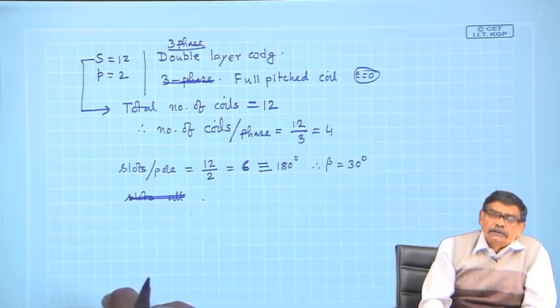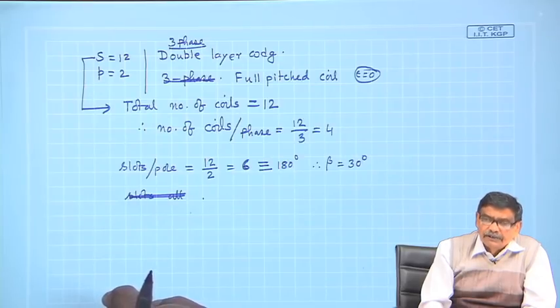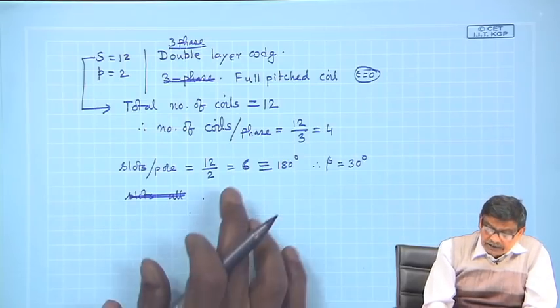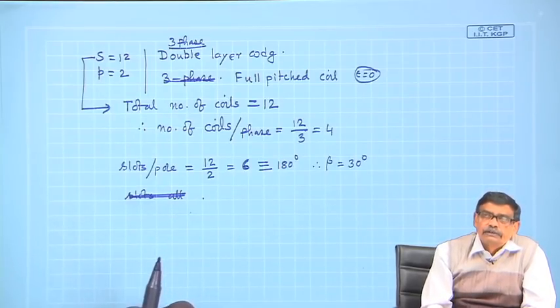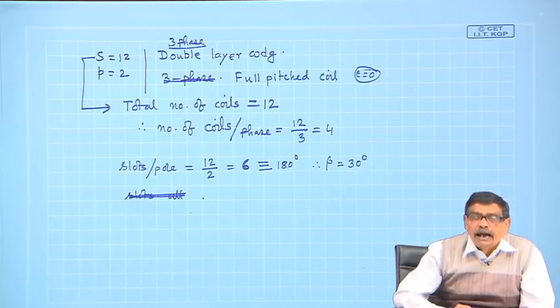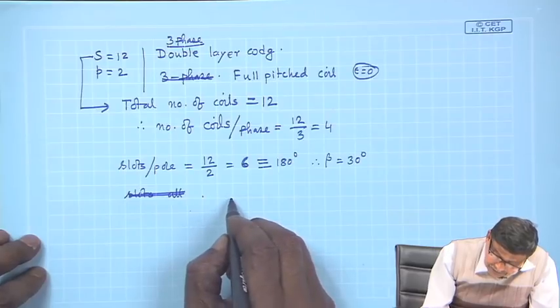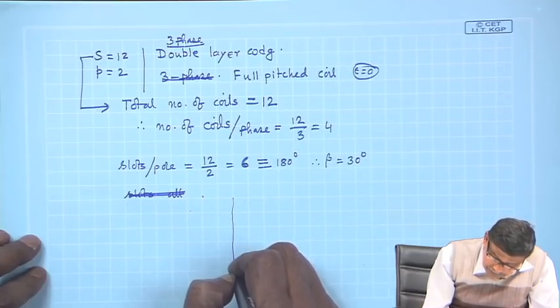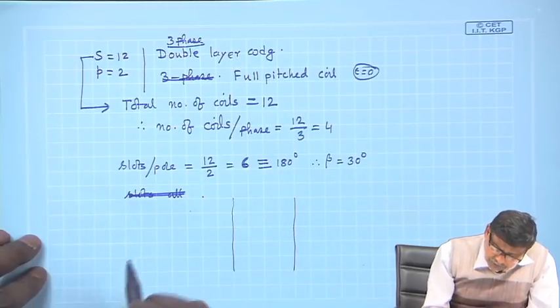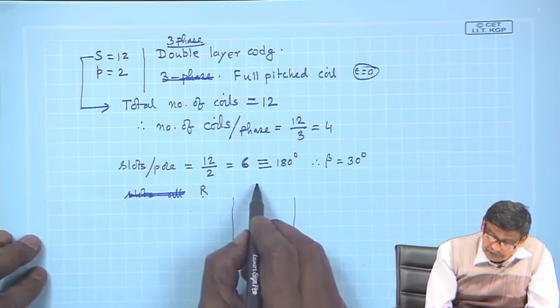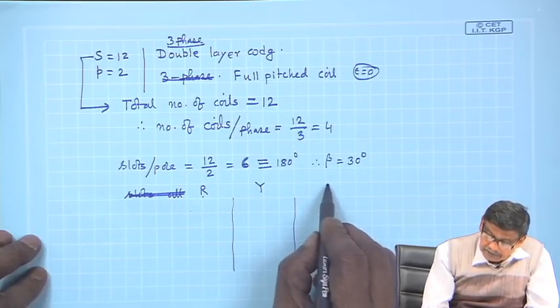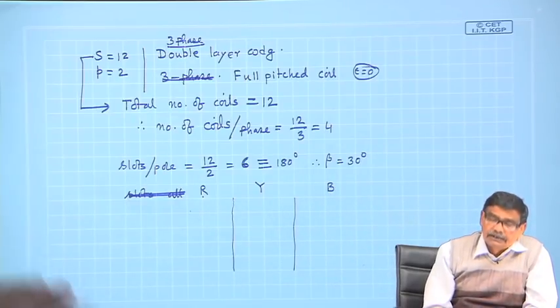us that, okay, you want to make a balanced three phase winding, therefore, out of this total 6 slots, allot 2 slots to R phase, 2 slots to Y phase, and 2 slots to B phase. That is quite logical. Are you getting? Now, let me start, so that you will understand what I am telling the moment I write it. I will say that this is for R phase, whatever I will write below. This is for Y phase and this is for B phase.